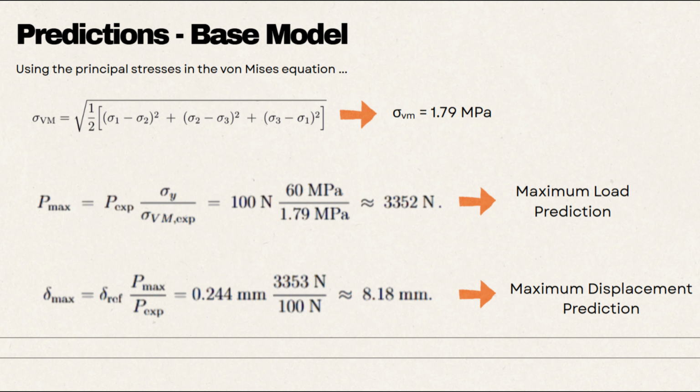Hello, I'm Francisco and I'll be showing you the predictions of the optimized model. Using the principal stresses, the von Mises equivalent stress is 1.79 megapascals. By substituting the given data into the equation presented, this gives a predicted maximum load capacity of 3,352 newtons. The predicted maximum displacement under that load is 8.18 millimeters. These values define our baseline for model testing.